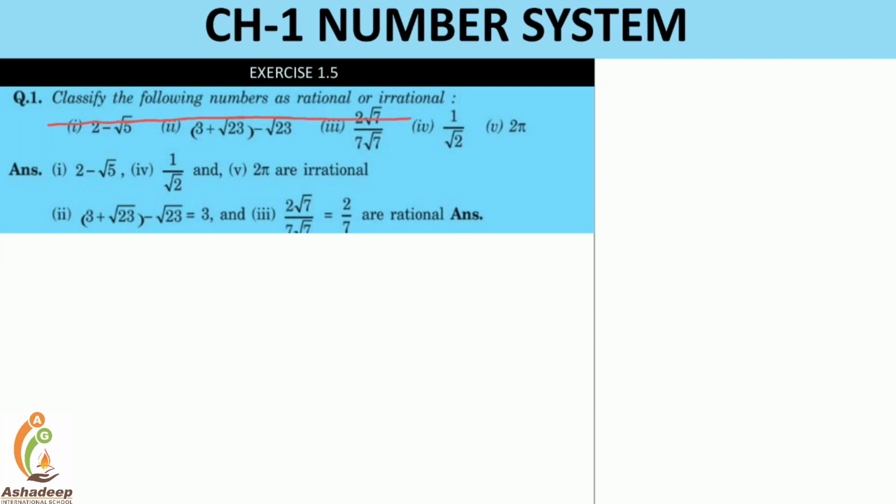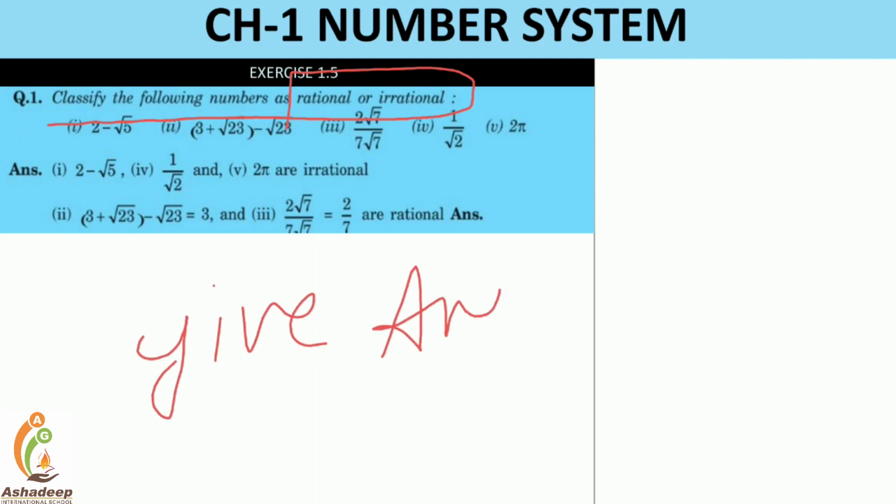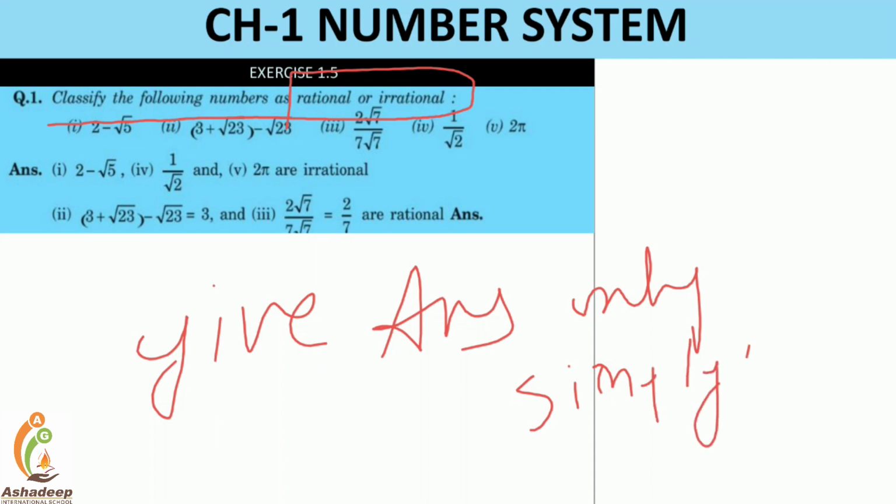Classify whether the following numbers are rational or irrational. Remember one thing: give the answer only when you simplify it properly. First of all, simplify it. After simplification, only then you need to answer it, right?